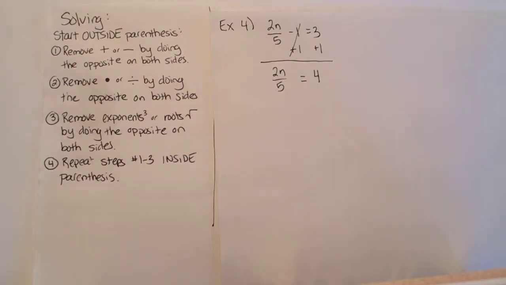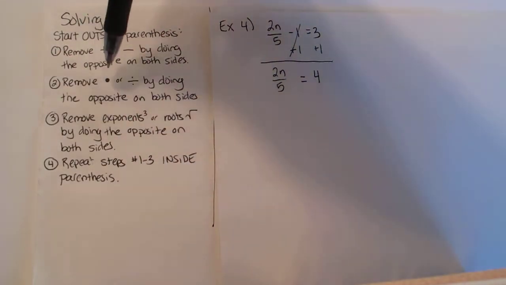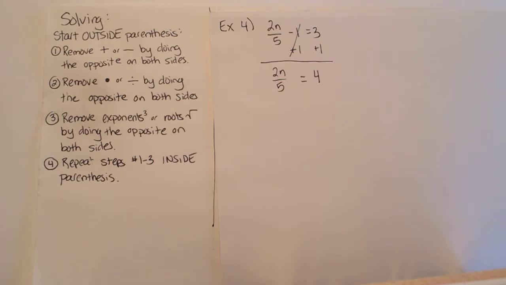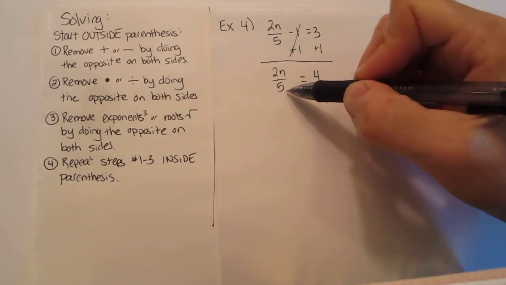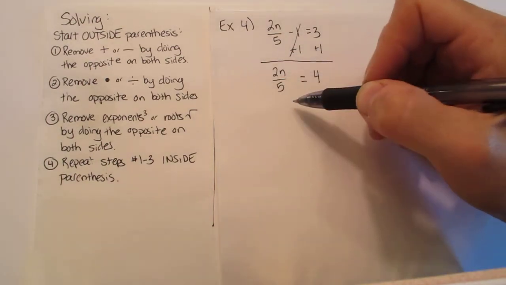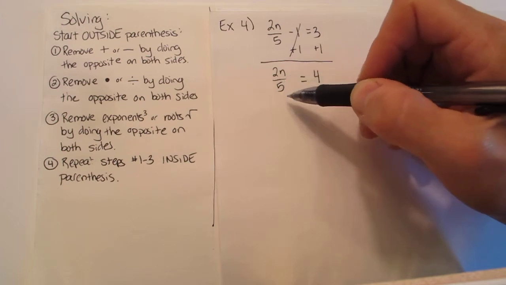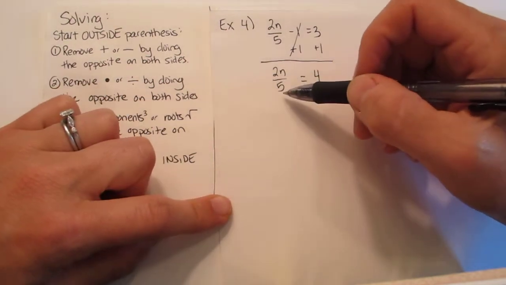And so now I kind of have a choice because my next step is to remove multiplication or division. So I could deal with the 2 or the 5 at this point, but I'll tell you it will be a whole lot easier if you get rid of the fraction first. We don't like fractions and we would like to remove that divided by 5. So I'll go ahead and do that first.